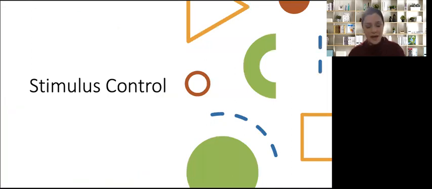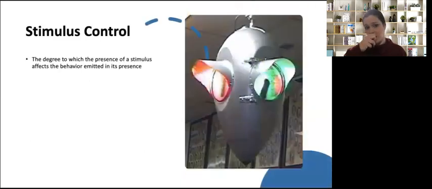Stimulus control is another process that can also affect when and if a behavior is going to occur. So stimulus control is referring to the degree to which the presence of some stimulus in the environment will affect whether or not the behavior is emitted in its presence. So in this example, of course, you see a red and a green light. So are you going to push on the gas pedal when you're at a red light? No, you're only going to push on a gas pedal in the presence of the green light. That's stimulus control, right? Your behavior of pressing on the gas pedal only occurs in the presence of a green light. You've learned this, right, through driving school and your experience of being a driver.